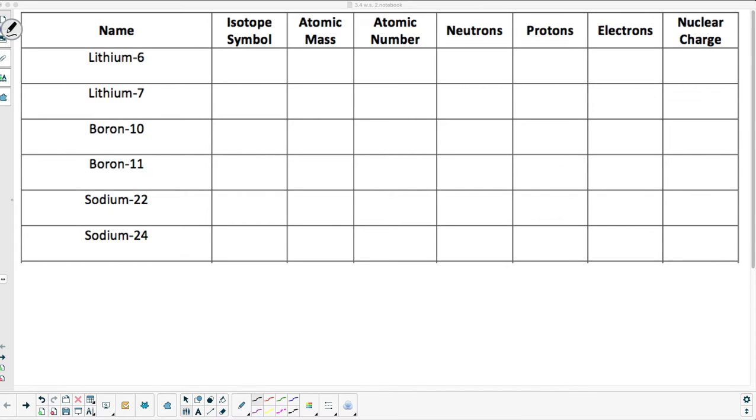Hey class, so this is worksheet 3.4. This is the one about isotopes.